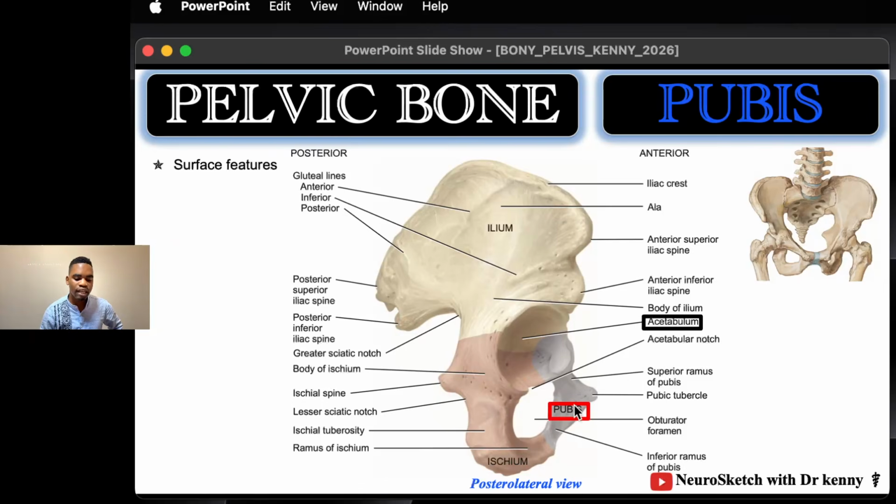Now the obturator foramen is formed by two bones. Two bones are coming together to form the obturator foramen. That's going to be the ischium and pubis. And here anteriorly and inferiorly it is covered by the ischiopubic ramus, as we have already discussed.